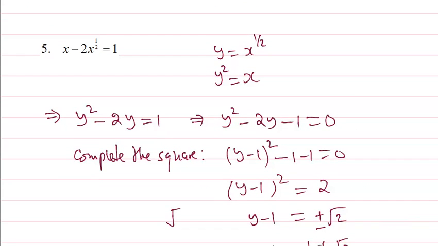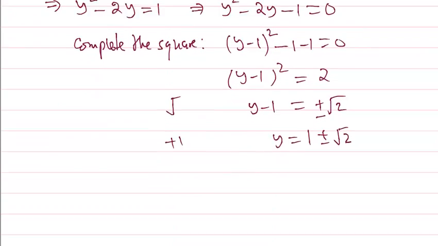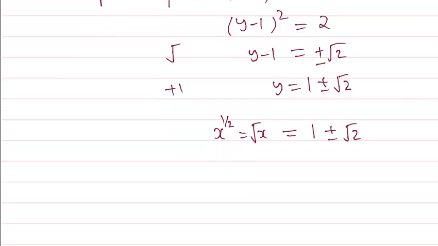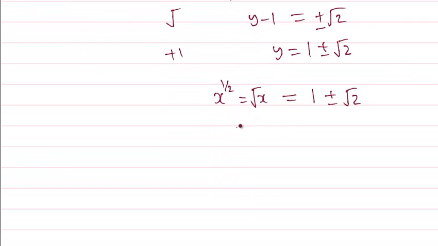Then we go back. So square root of x, or x to the power half, that's what's equal to 1 plus or minus root 2. This means x equal to 1 plus or minus root 2 all squared.